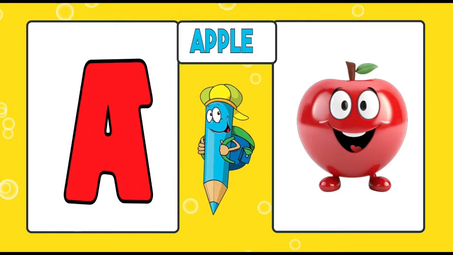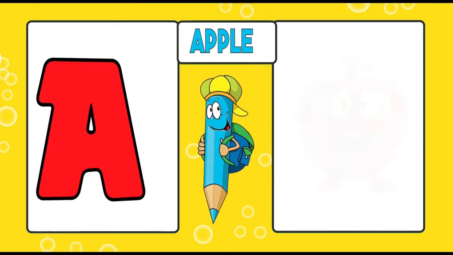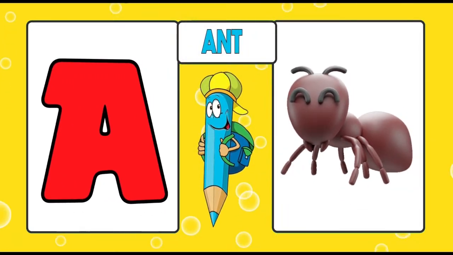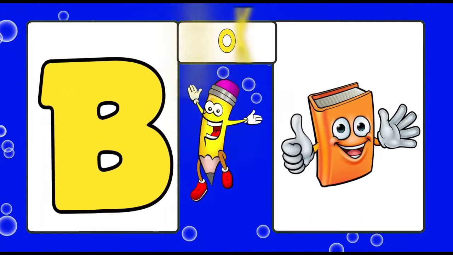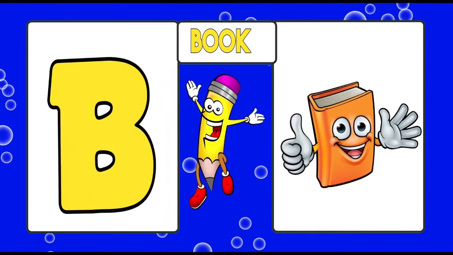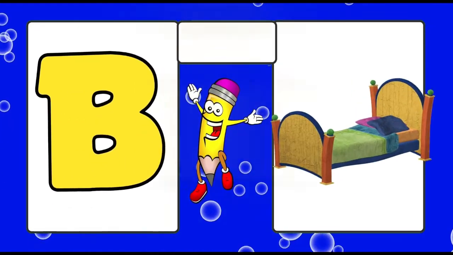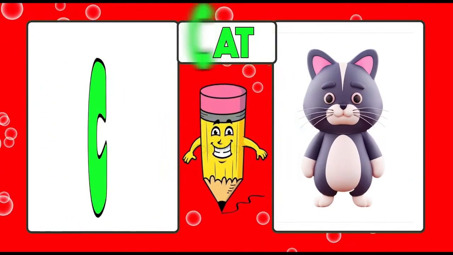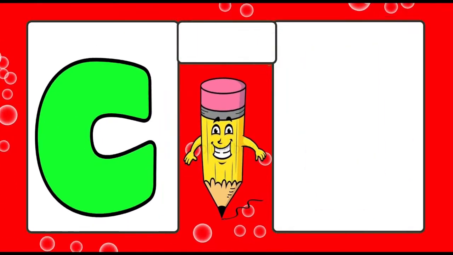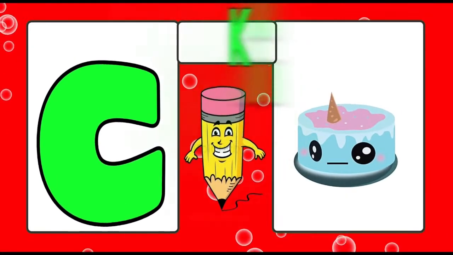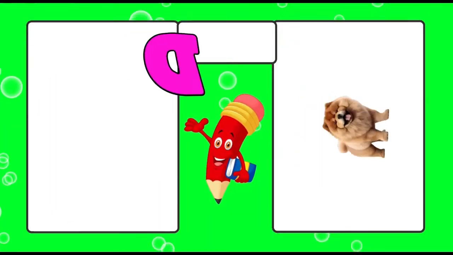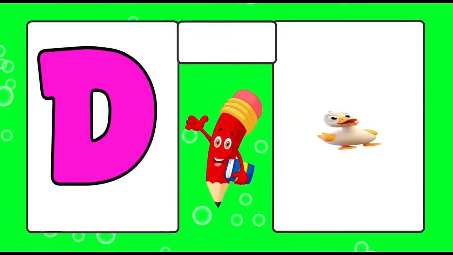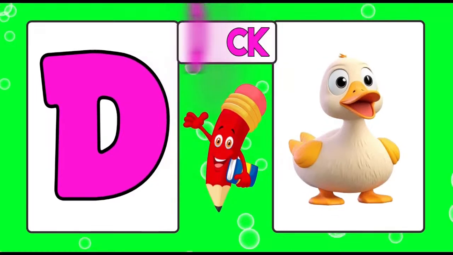A is for apple, apple. A is for ant, ant. B is for book, book. B is for bed, bed. C is for cat, cat. C is for cake, cake. D is for dog, dog. D is for duck, duck.